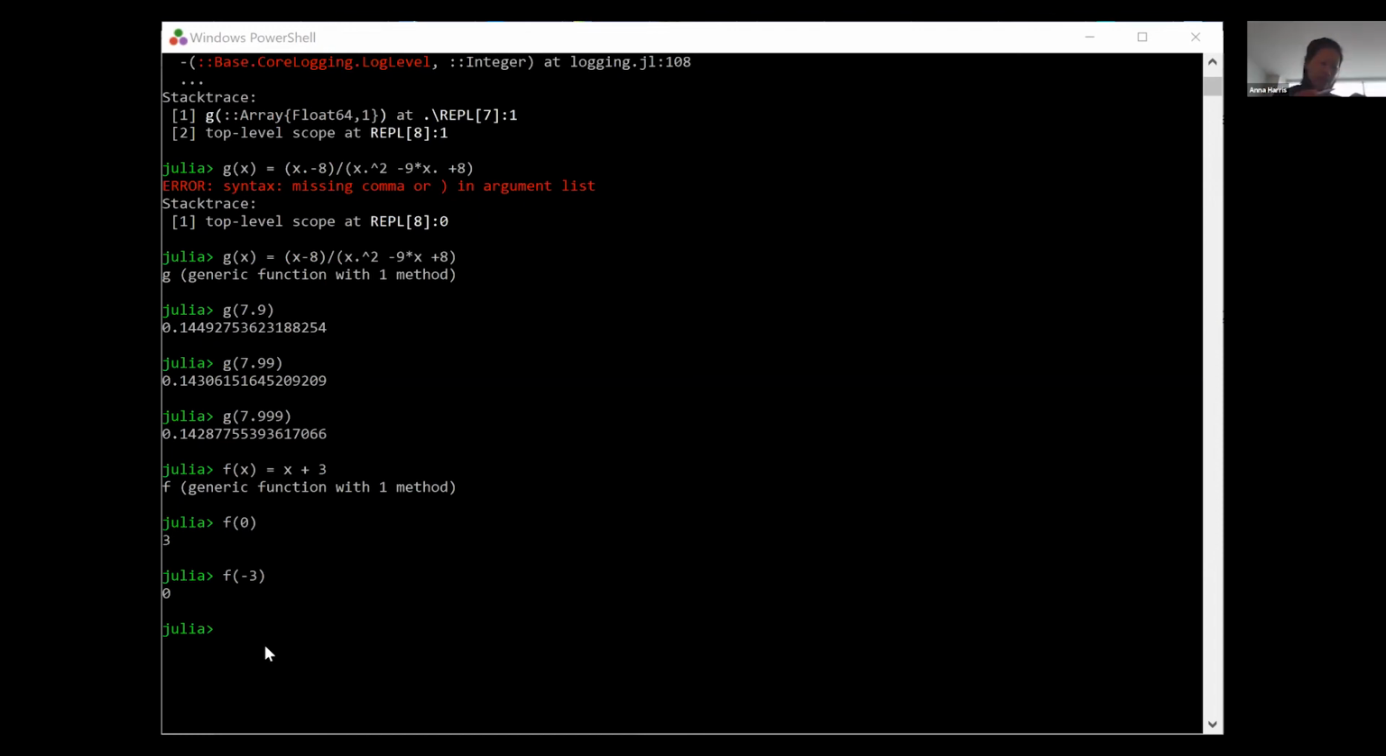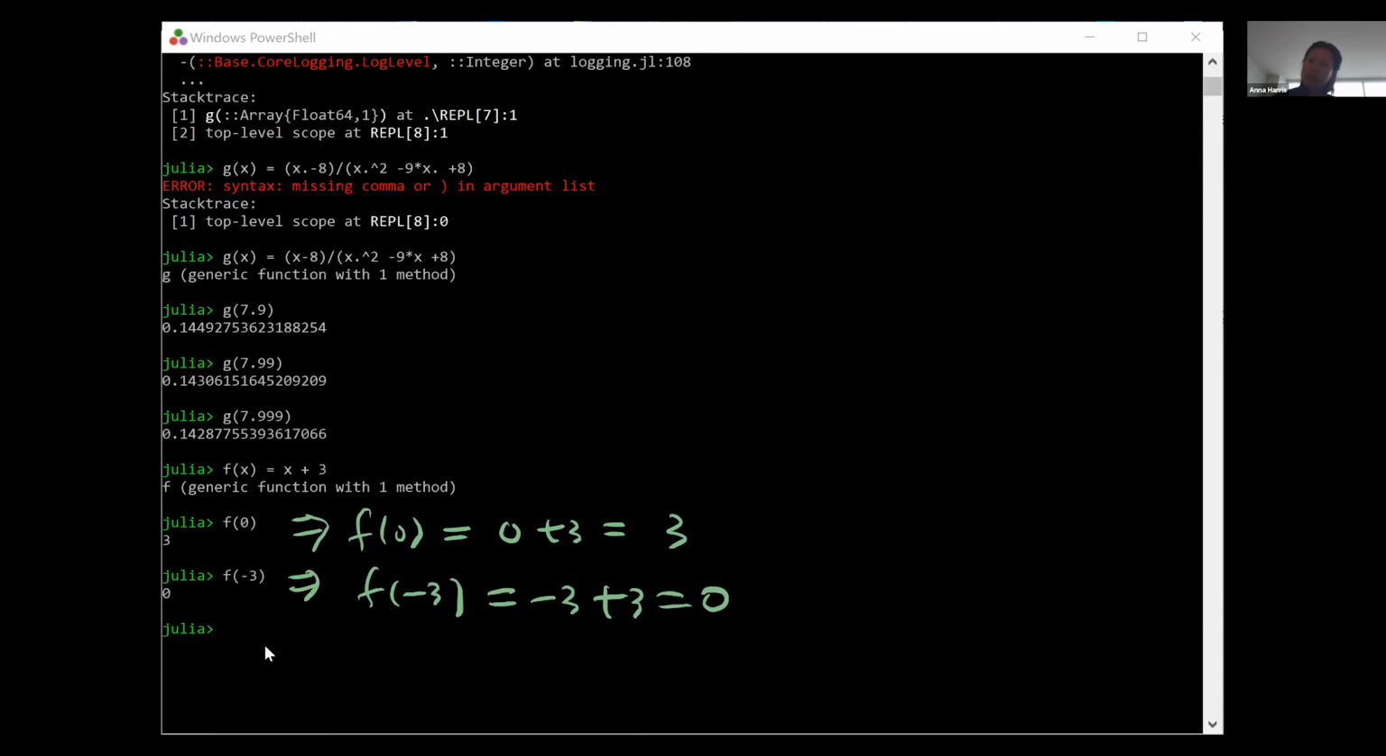So this really means f of 0 equals 0 plus 3, which gives you 3. That's what that means. And this means f of -3, which is -3 plus 3, giving you 0. So Julia is a very mathematically friendly software, a computer programming language, because it is doing what you would do by pen and pencil to calculate something.